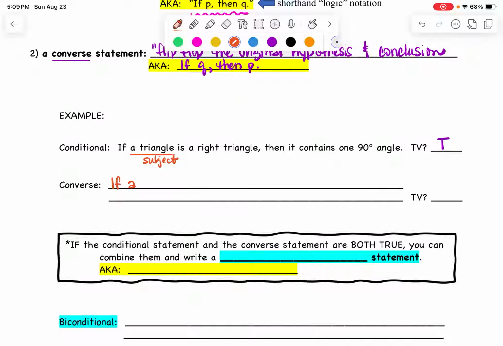So here we go. If a triangle, but now I'm going to write the conclusion, contains one 90-degree angle, then now I can use the word it. It is a right triangle.